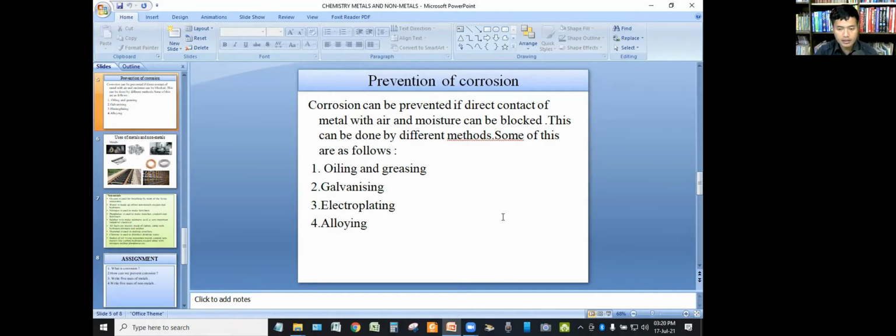Alloying is mixing of two or more metals. For example, iron with zinc, or nickel, or chromium makes stainless steel.